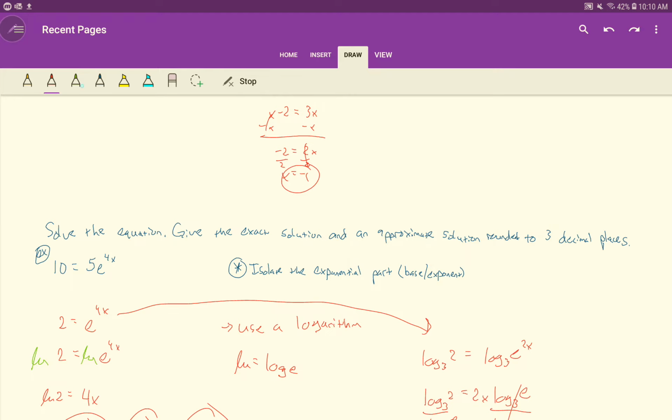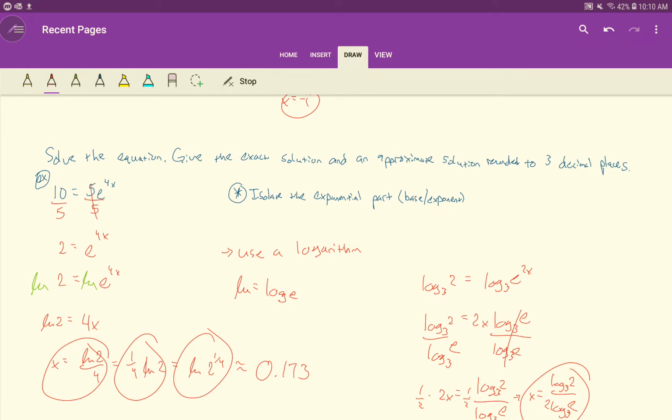To eliminate the 5, we will divide both sides by 5. 10 divided by 5 gives us the 2 here. 5 divided by 5 cancels, and you're left with just e to the 4x. Now at this point, we have isolated the exponential part, and now we're going to use a logarithm. Okay, we actually have two options here. I'm going to show you the more intuitive way maybe for you, and that would be to use the logarithm that has the same base as your exponential here.